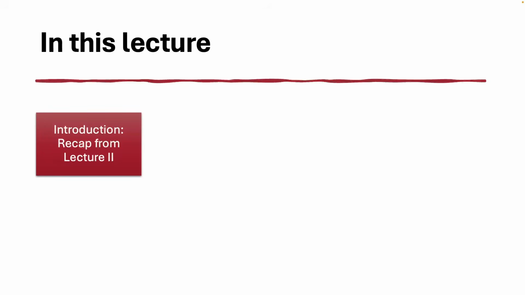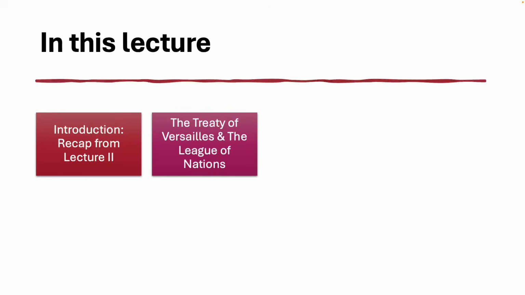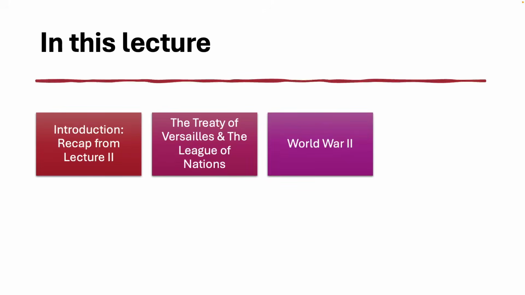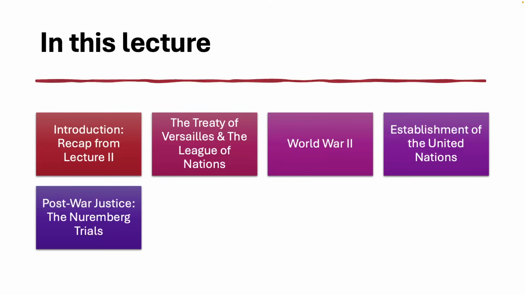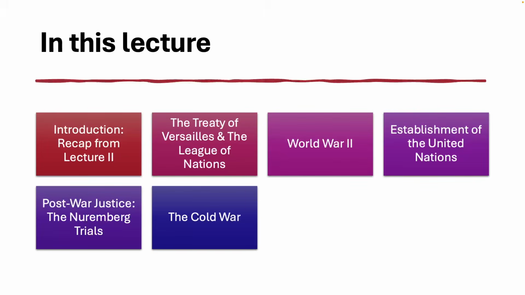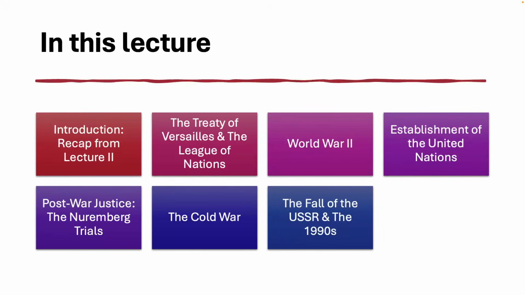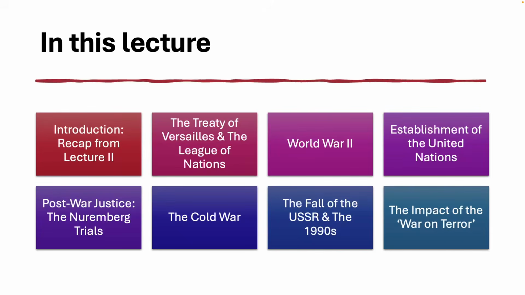So it's important to note that in this lecture, what we'll do is a quick recap from lecture 2. We will explore the First World War, the Treaty of Versailles, and the League of Nations, the principal institutional organization that existed between the two world wars, the interwar years. We will then think about the impact of the Second World War, the establishment of the United Nations, the post-war justice system, so specifically thinking about the Nuremberg trials as a major inflection point of the development of international criminal law specifically. We will think about the impact of the Cold War, the fall of the USSR, and the ways in which international law develops in the 1990s, before thinking about the impact of the war on terror.